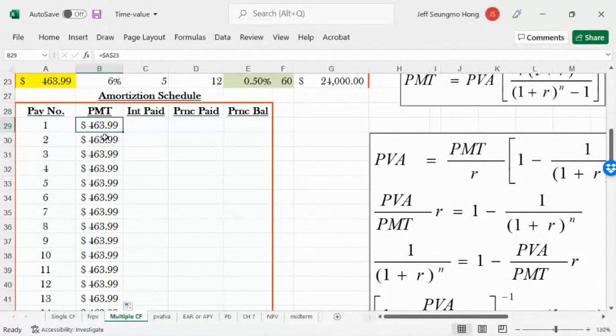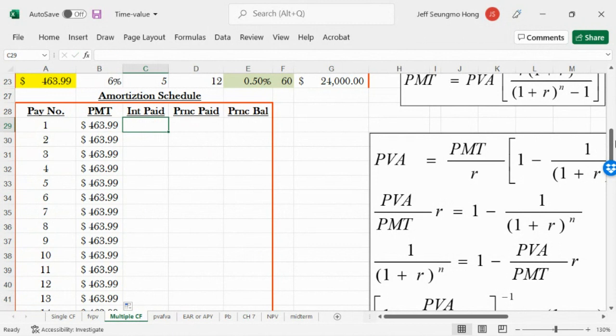So make sure everyone locks it, point to A23 and lock that, because I've noticed in the past that some students enter this number manually. No, you don't enter it manually. If you enter it manually, you're not going to end up with the correct balance. If you ever come up with anything different, then it's because you are entering this manually.